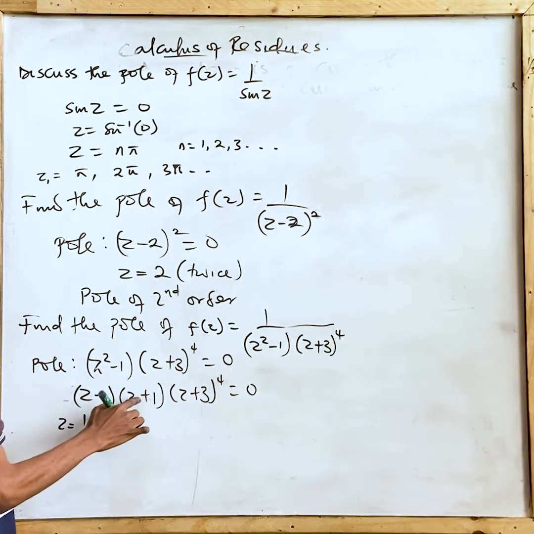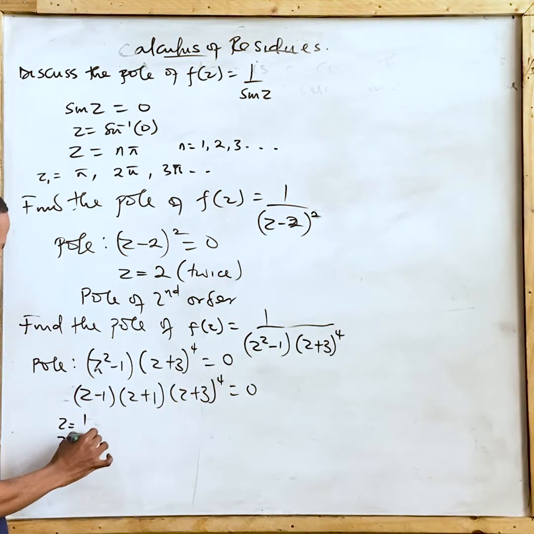This is one pole. If z plus 1 equals 0, z equals minus 1. This is another single pole. Call this one a single or simple pole.